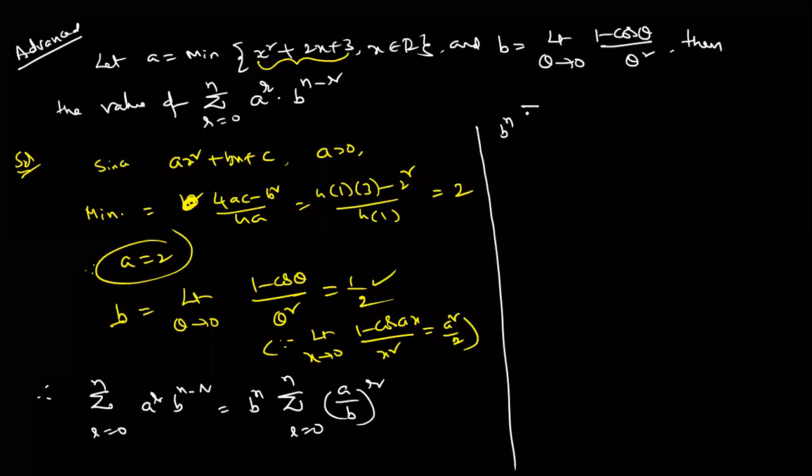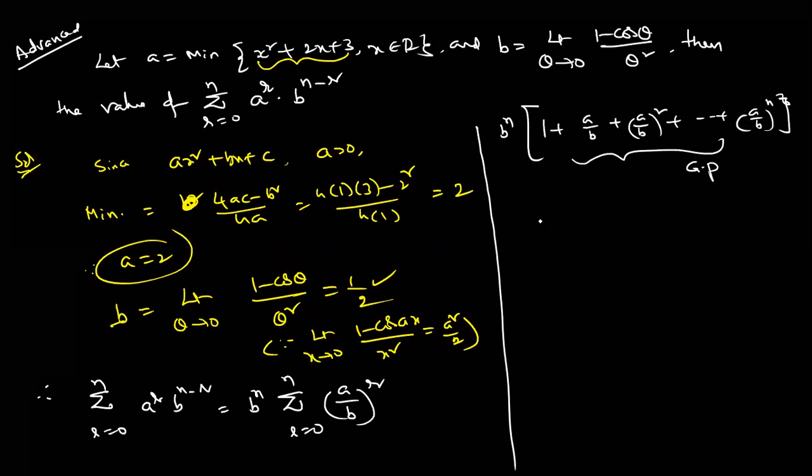Now, b power n into, put r is equal to 0, r is equal to 1, r is equal to 2, and so on up to n terms. What you are observing, these are in GP, geometric progression. What is the formula? a into the common ratio, (1 minus (a by b) whole power n plus 1) by 1 minus a by b. Here how many terms are there? n plus 1.